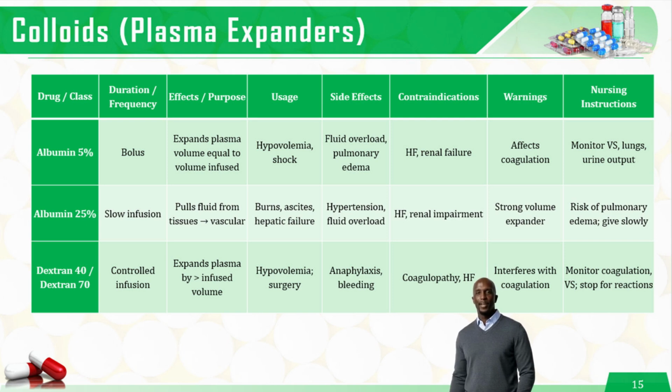Monitor for fluid overload and pulmonary edema, especially in heart failure or renal failure. Albumin 25% is infused slowly, pulling fluid from tissues to the vascular system, used in burns and hepatic failure. Dextran expands plasma volume significantly, used in hypovolemia and surgery, but may cause anaphylaxis and bleeding. Monitor coagulation and vital signs closely.